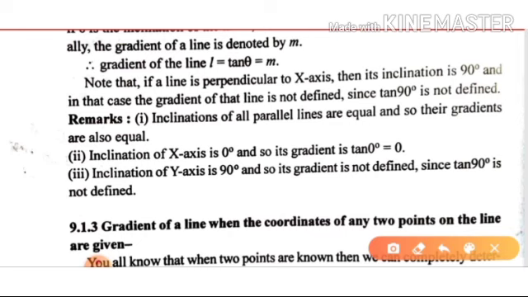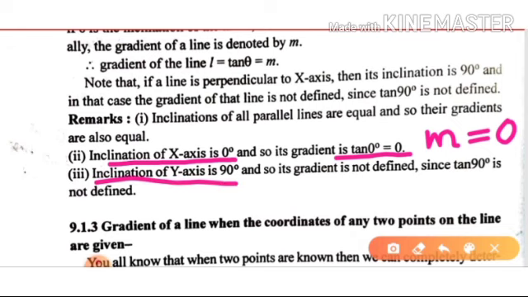You know, if a straight line is parallel to the x-axis, the angle of inclination will be 0, and tan 0 is 0. So here m will be equal to 0. Gradient of a line is equal to 0. And when it is 90 degrees, the gradient is not defined, that means undefined, as tan 90 is undefined.